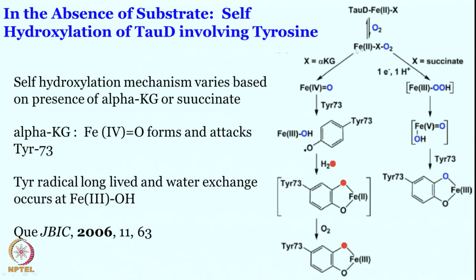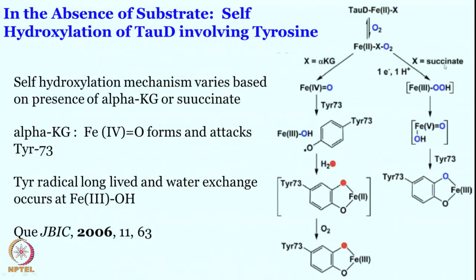And this is the self hydroxylation mechanism, right? So we see that self hydroxylation of the enzyme is happening in the absence of organic substrate, but this mechanism will vary based on what you have. If you have alpha-keto glutarate, this is the pathway. But it is not necessarily the case that you always have alpha-keto glutarate. If you run out of alpha-keto glutarate, you can have, let us say, succinate, because succinate is the product derived from alpha-keto glutarate. As you have seen, alpha-keto glutarate undergoes the reaction overall in these enzymes to give you succinate. So succinate is going to replace alpha-keto glutarate if it is not present in enough amount, right?